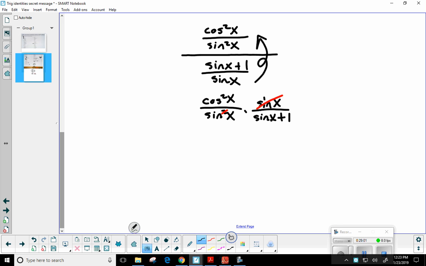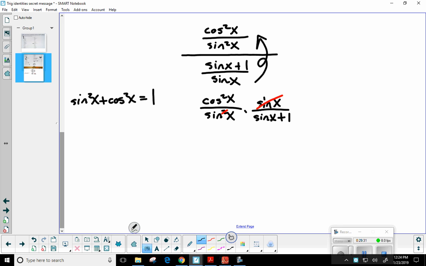Sine x and the other sine x. No, because this is sine x plus 1. And remember, we're multiplying these. Okay. There is an identity that I'm noticing. Okay, the Pythagorean. We've got cosine squared, right? Now remember, we have an identity that says sine squared plus cosine squared equals 1. So is there any way to rewrite this so that it equals cosine squared?